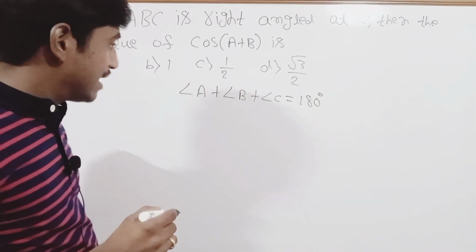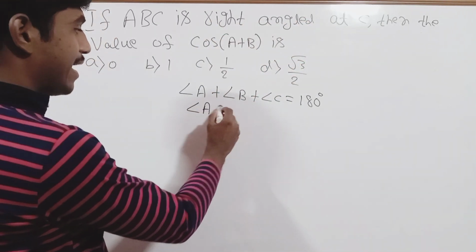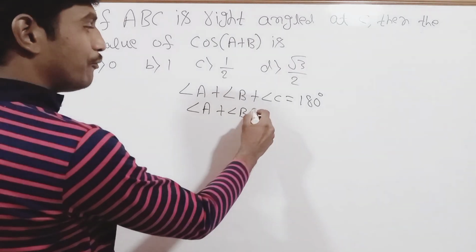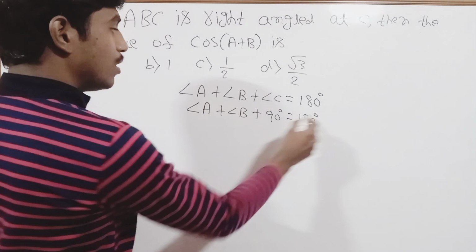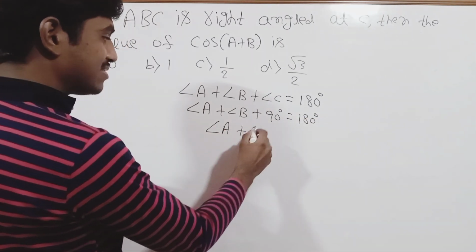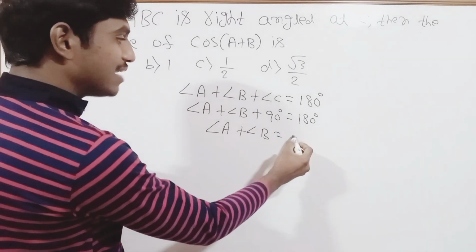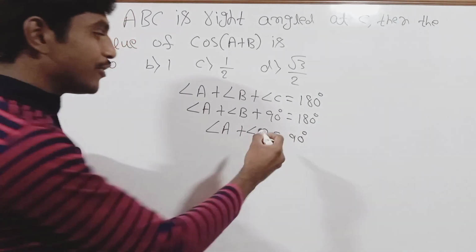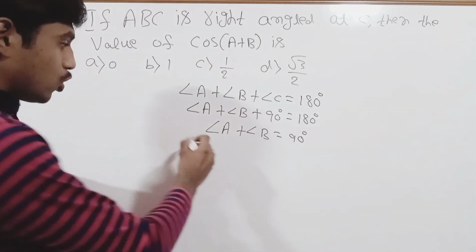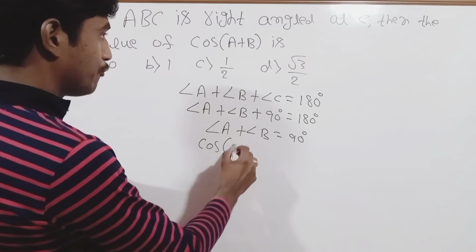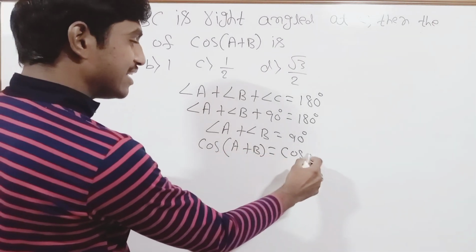Angle sum property of a triangle. Here the angle C is 90 degrees. So angle A plus angle B plus 90 degrees equals 180 degrees. That means angle A plus angle B will be equal to 90 degrees. If we transpose to the RHS, 180 minus 90 is 90 degrees. So we got A plus B as 90 degrees. But here they have asked cos(A plus B). So cos(A plus B) will be equal to cos 90 degrees.